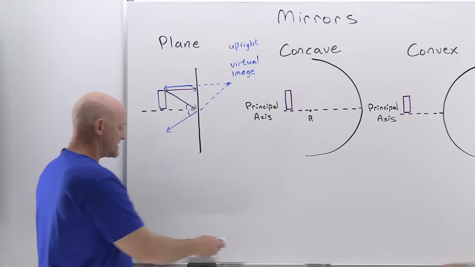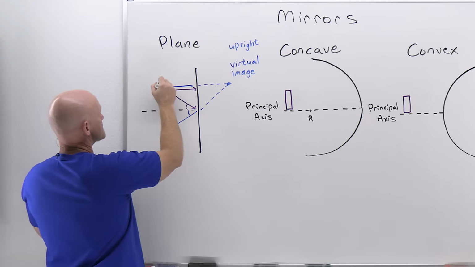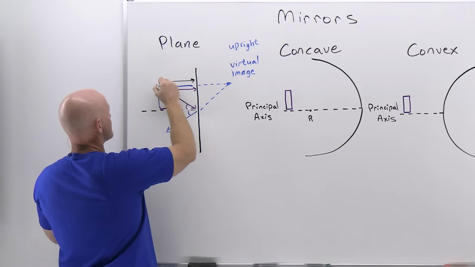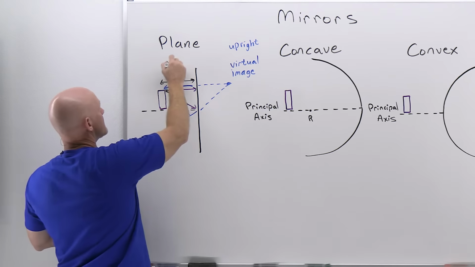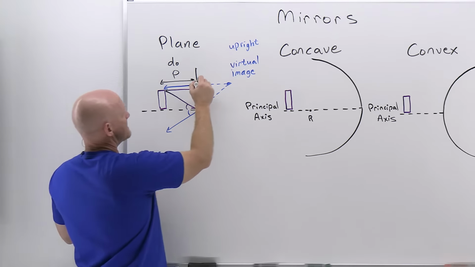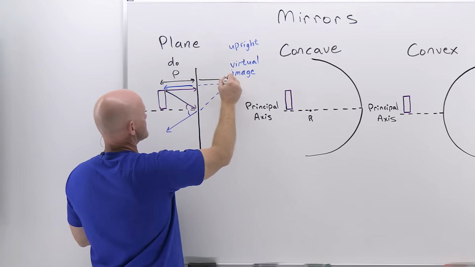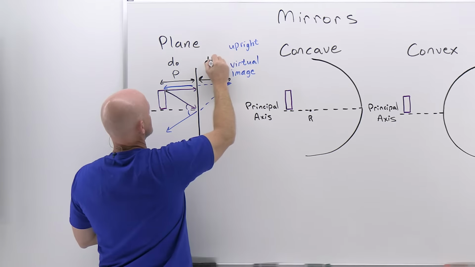Now, a couple other things we can identify here. Again, we talked about the image distance and the object distance. The straight line distance between the object and the mirror, that's called the object distance. We often use P, or some books do. I'm going to use P for the rest of this lesson. And then the straight line distance from the mirror to the image location, that's going to be Q, or some books will use DI.